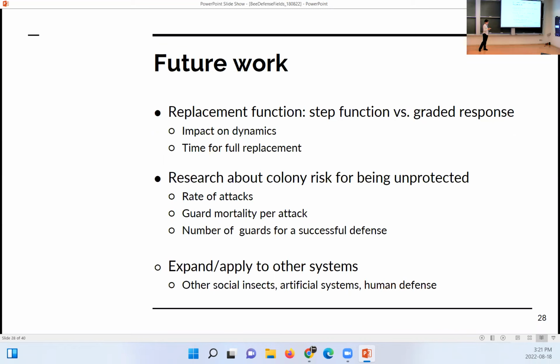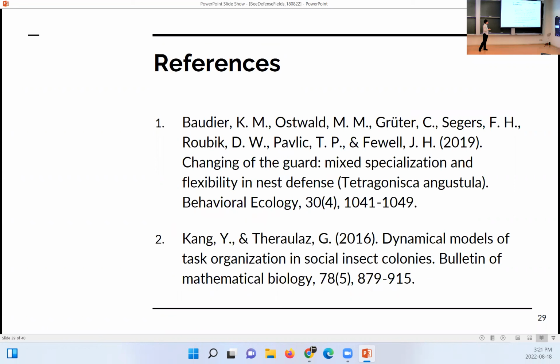So worth thinking about. And yeah, with that, these are the 2 main references that I would look at if I were interested in learning more. One is the more biological part of the stingless bees and these dynamics. The other one is about mathematical models of social insect dynamics, and that's from Dr. Kang here.